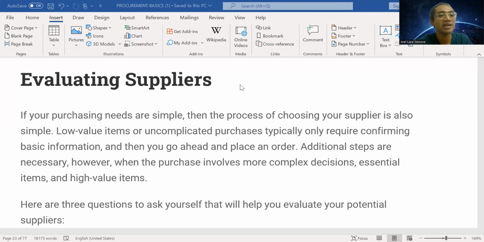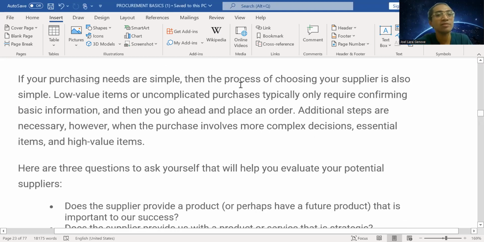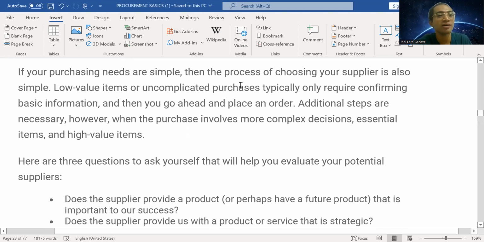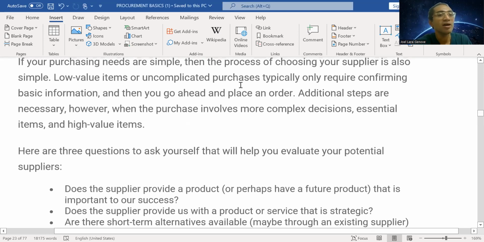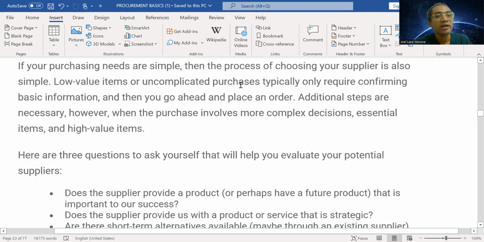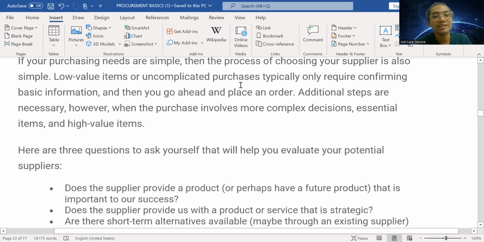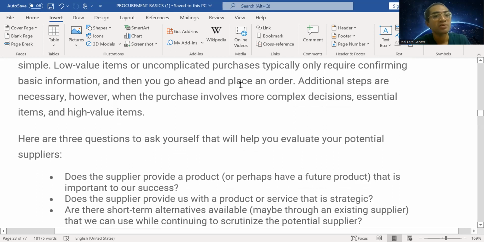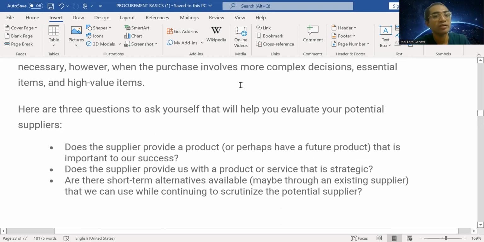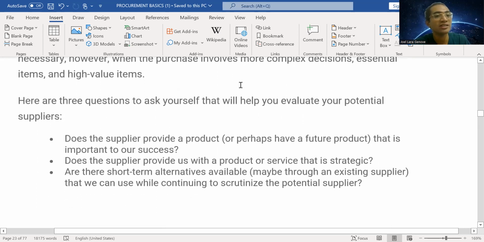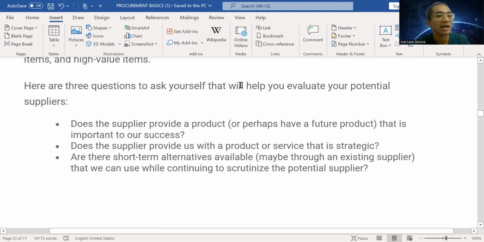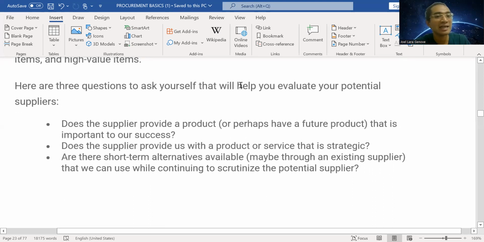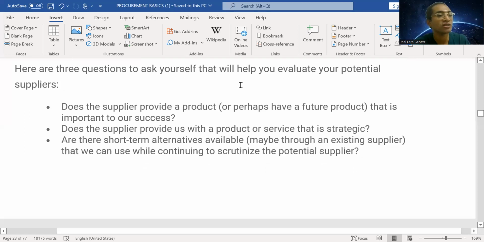Evaluating suppliers. If your purchasing needs are simple, then the process of choosing a supplier is also simple. A low value item or an uncomplicated purchase typically only requires confirming basic information, and then you go ahead and place an order. Additional steps are necessary, however, when the purchase involves more complex decisions, essential items, and high value items. Here are quick questions to ask yourself when you evaluate potential suppliers.